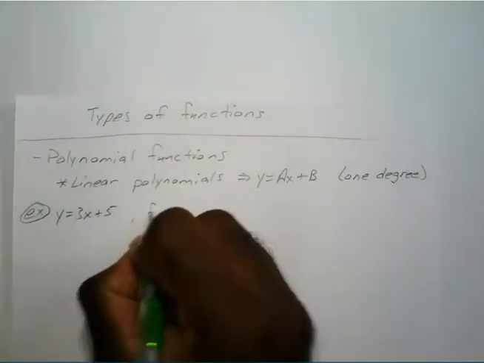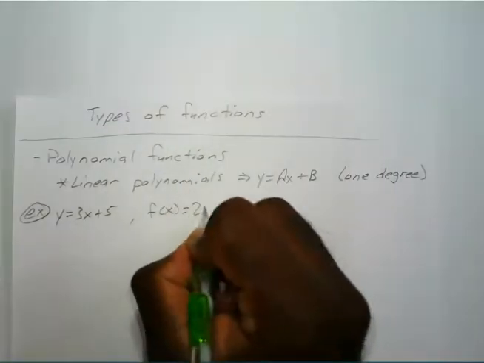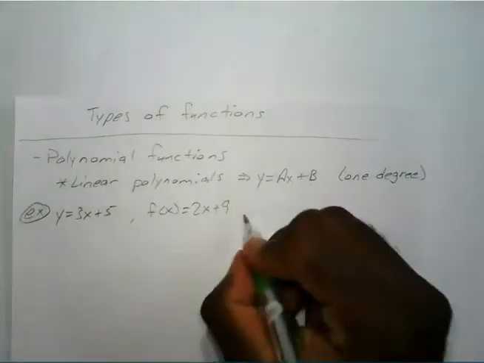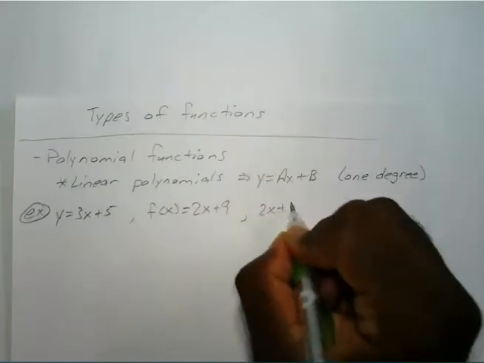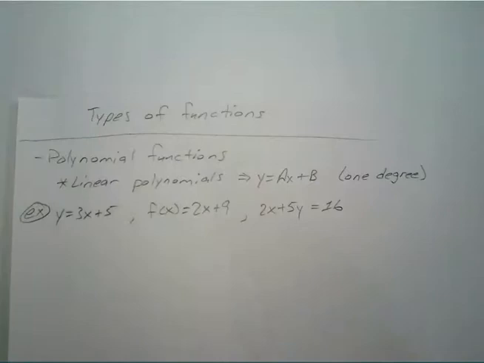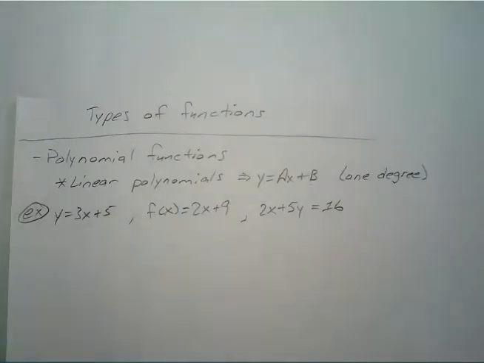Since y is equal to f of x, if you have f of x equals 2x plus 9, that's a linear polynomial, a linear function. Or even if you have 2x plus 5y equals 16, that's a linear function because you can always solve for y.